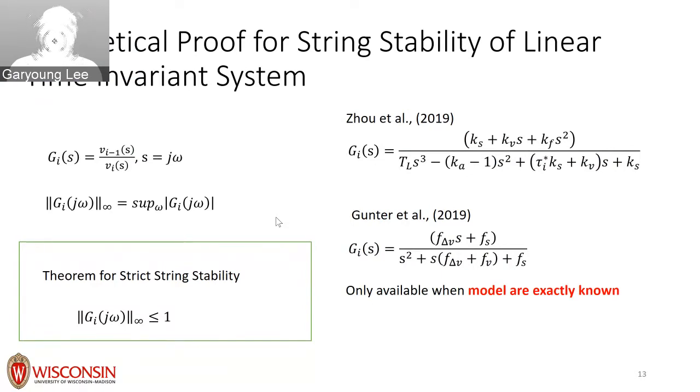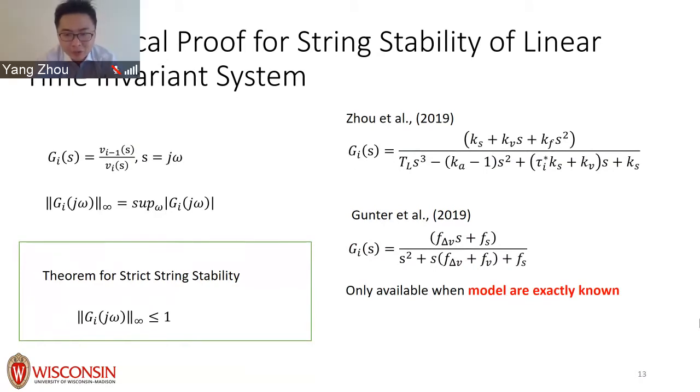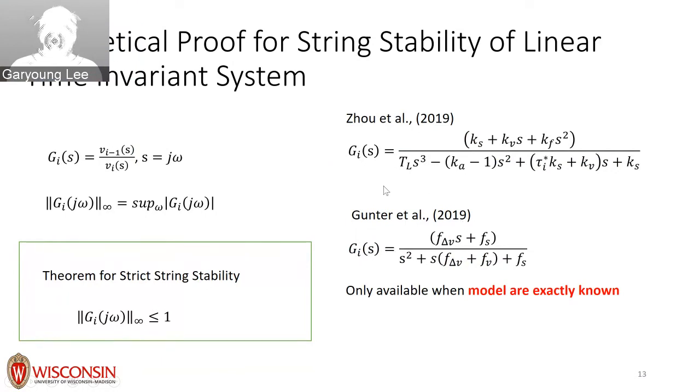This means that when you design the controllers, for example, Zhou et al. or Gunter et al., you can design all these feedback gains and the constant time gap. We can mathematically derive all of it. Well, for the commercial automated vehicle, the commercial adaptive cruise controls, we don't know the model yet, right? We don't know whether it's these forms or those forms, or the time constant, the constant time gap. We don't know it. So in this sense, we cannot directly or mathematically analyze whether the commercial automated vehicles are string stable or not.